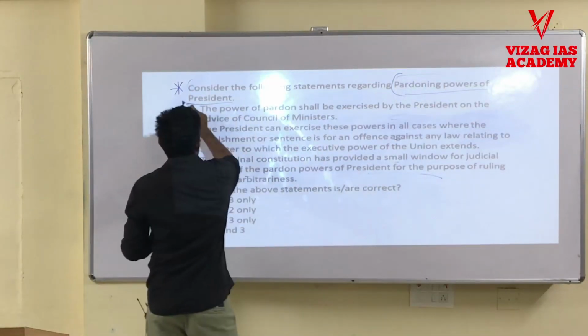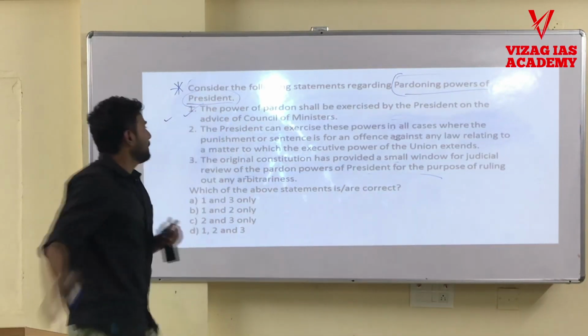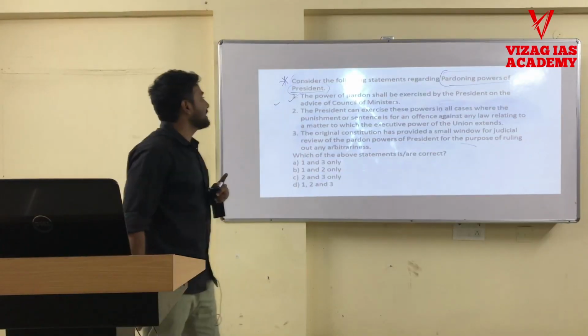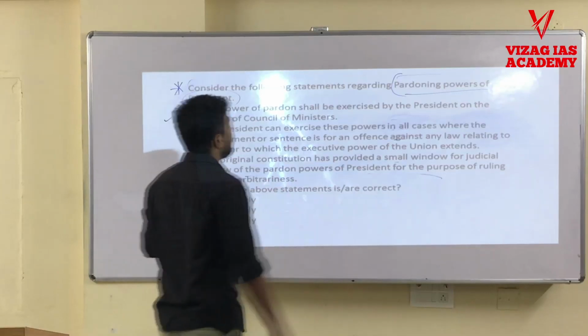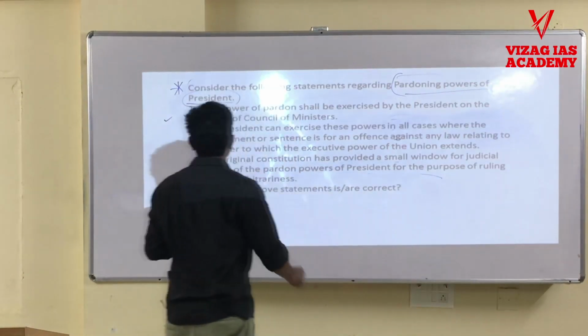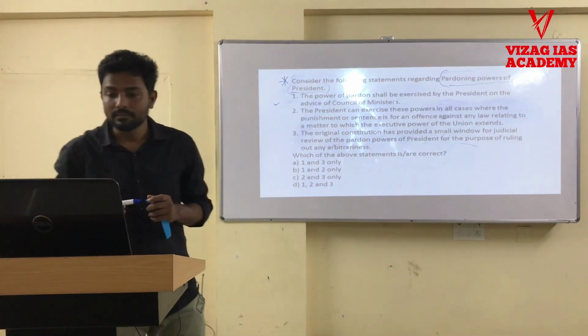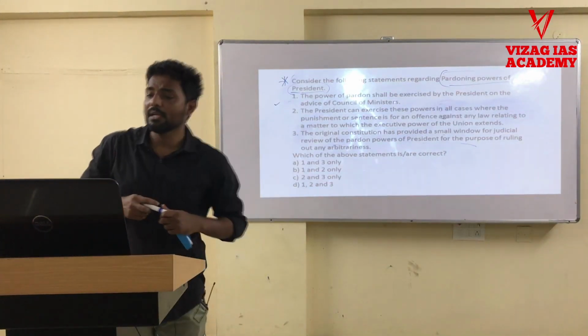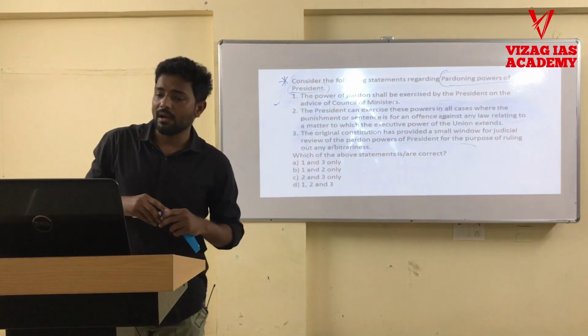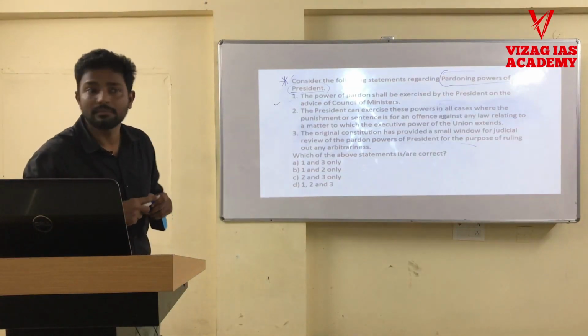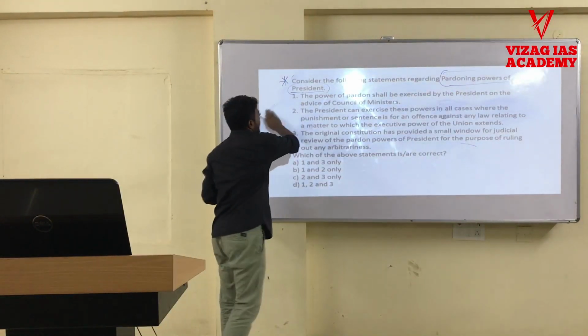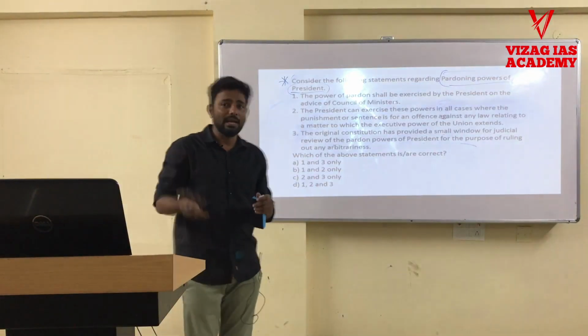Statement 1: the power of pardon shall be exercised by the president on the advice of the council of ministers. Is it correct or not? The power of pardon shall be exercised by the president on the advice of the council of ministers, because the council of ministers is there to aid and advise him on every matter.